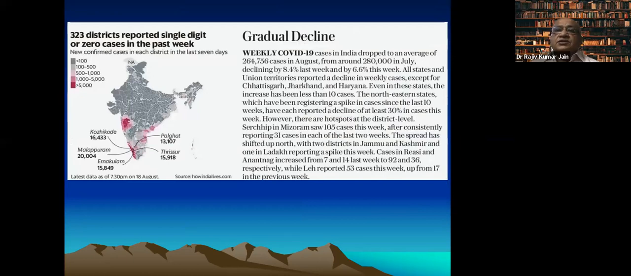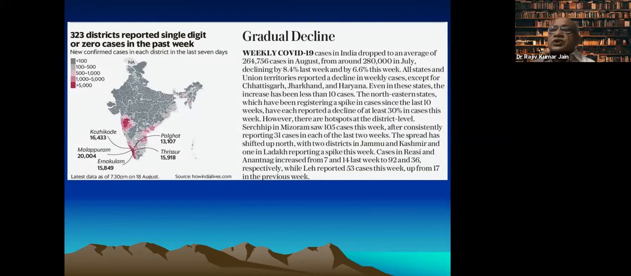323 districts reported single digit or zero cases in the past week. There has been a gradual decline. Weekly COVID-19 cases in India dropped to an average of 264,756 cases in August from around 280,000 in July, declining by 8.4% last week and by 6.6% this week.